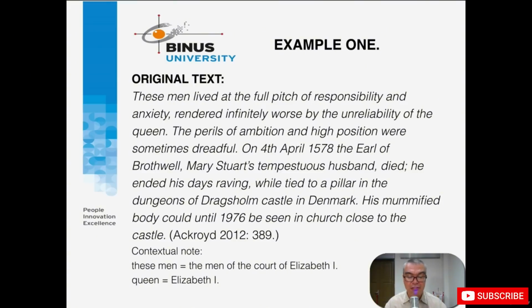So these men refers to the court of Elizabeth I, and the Queen here is Elizabeth I. A little bit of background information to help you understand. This is a text from a history book.